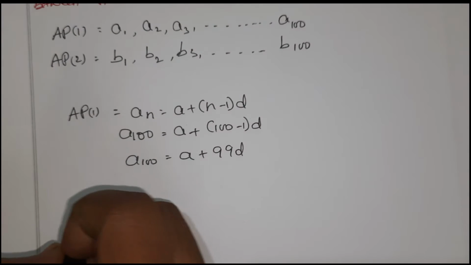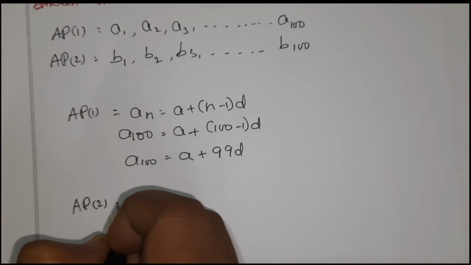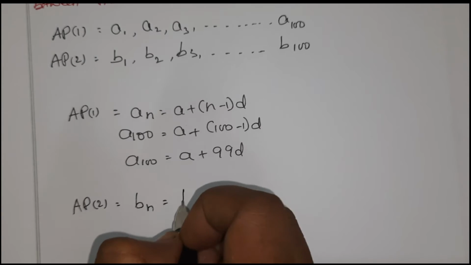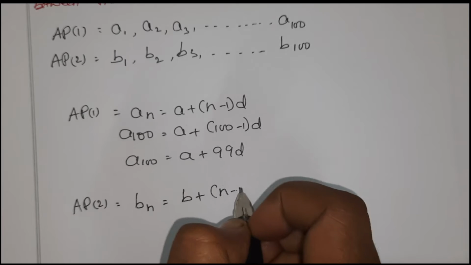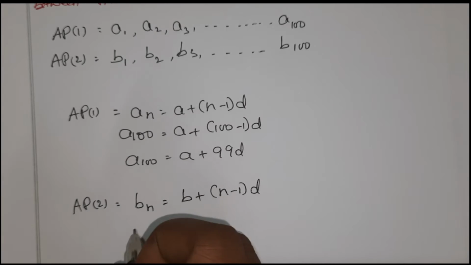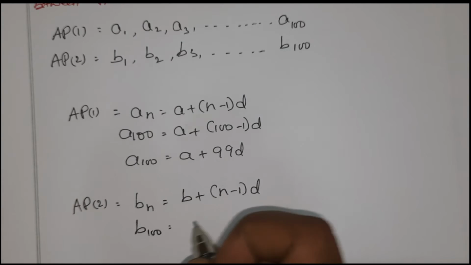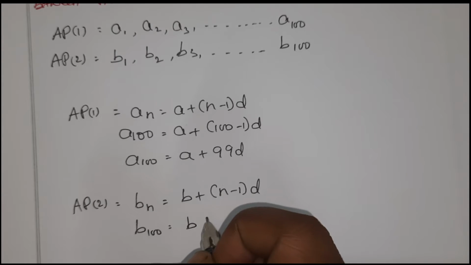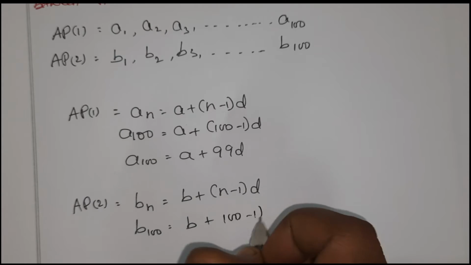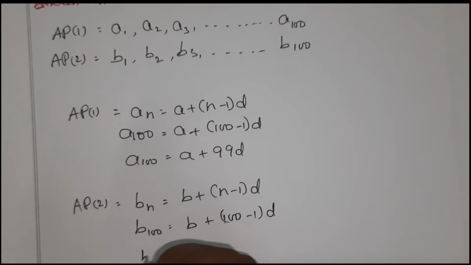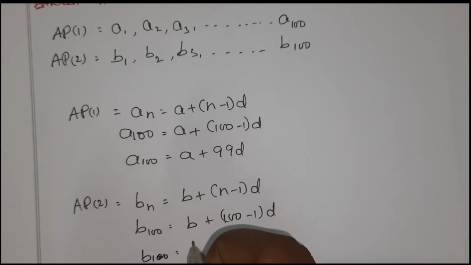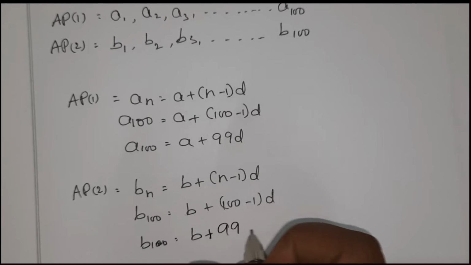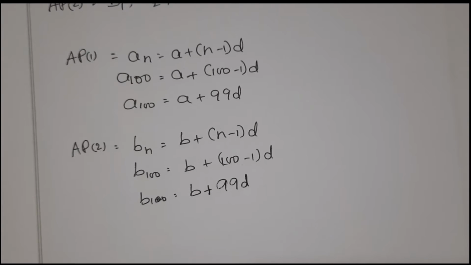And for AP2, which is Bn, equals b plus n minus 1 into d. It is B100, which is equal to b plus 100 minus 1 into d, which is b plus 99d.